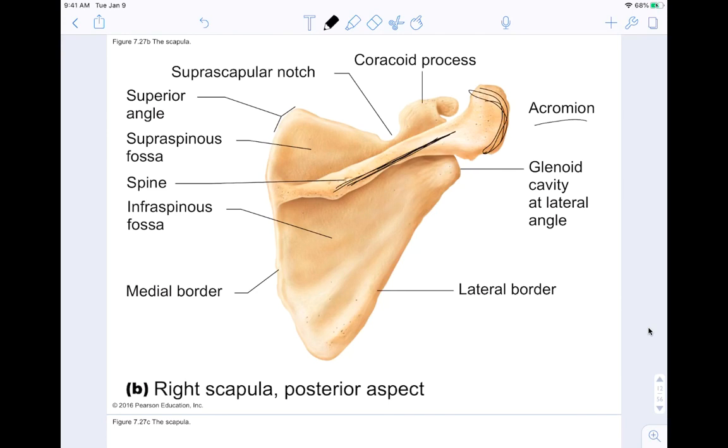Okay, so those are the big things that you needed to know about. So the spine is this big ridge. It kind of looks like a spine. The glenoid cavity here is going to be where your arm's actually going to attach. It's going to help your arm attach. It's a cavity for your arm bones. And then you have the coracoid process and the acromion here.